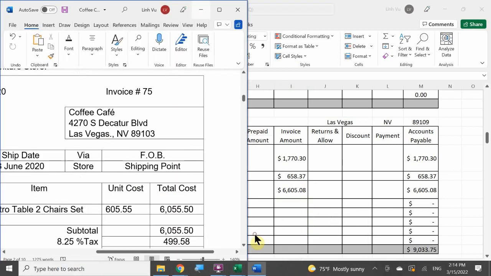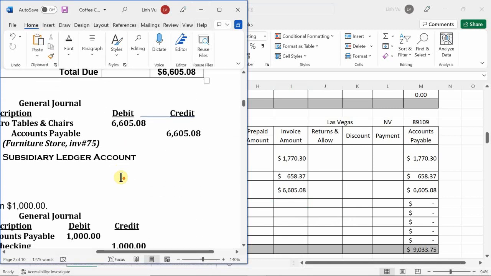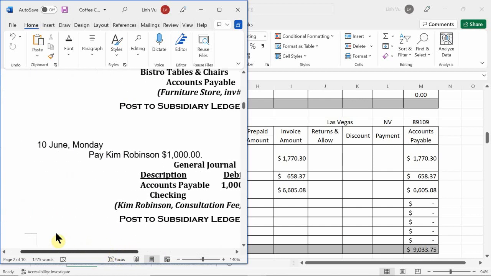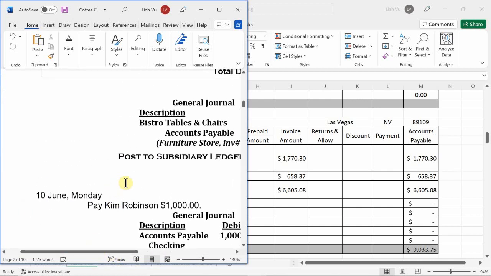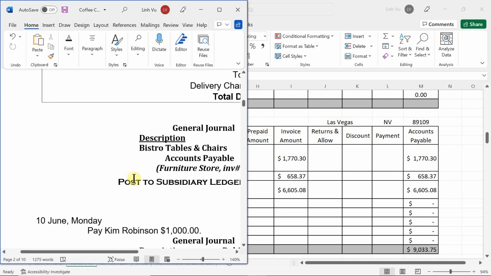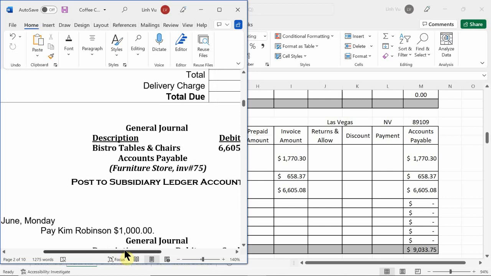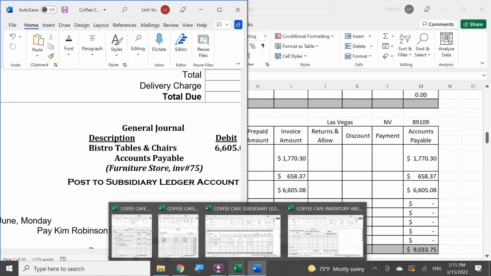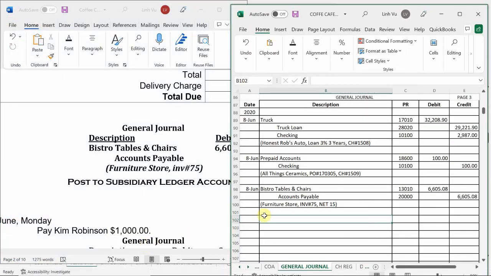So let's see what has happened next since we finished everything there, right? Now, today is the 10th, and guess what? I need to pay Kim Robinson because I promised I'd owe her in 3 days. So therefore, I need to pay Miss Kim Robinson. Okay, I need to pay Kim $1,000. Okay, so how am I going to record that I'm going to pay Miss Kim Robinson?